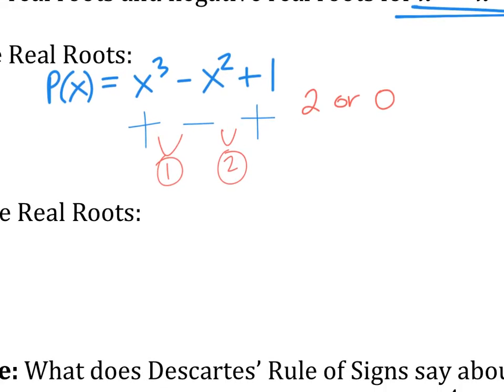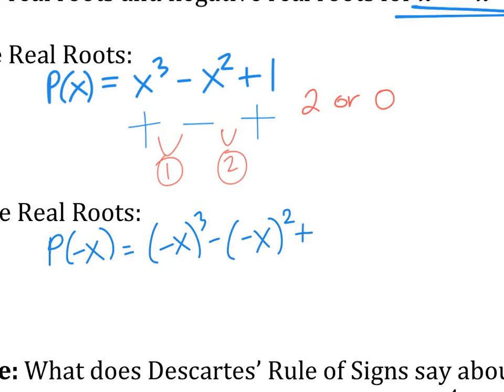All right. Now we want to check negative real roots. So what you're going to do is you're going to take the same polynomial, but this time you're going to put negative x in there. Okay, so that means every time you see an x, you need to put a negative x. Negative x cubed is what? Negative x cubed. Negative x squared is what? X squared, and then there's a negative in the front, so minus x squared plus 1.